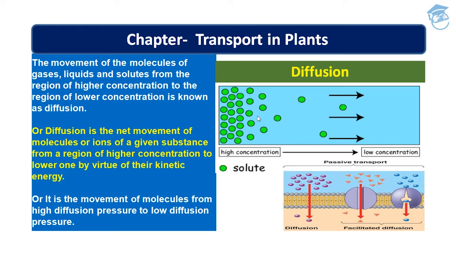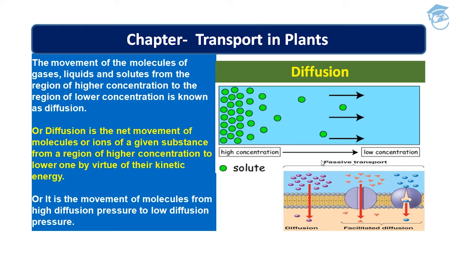So it is the movement of molecules from high diffusion pressure to low diffusion pressure. That means this is the high diffusion pressure area and this is the low diffusion pressure area, so solutes will move from the high diffusion pressure area to the area of low diffusion pressure. This is passive transport because it does not require expenditure of energy. That's why it is called passive, because it occurs in a random fashion by virtue of their kinetic energy.